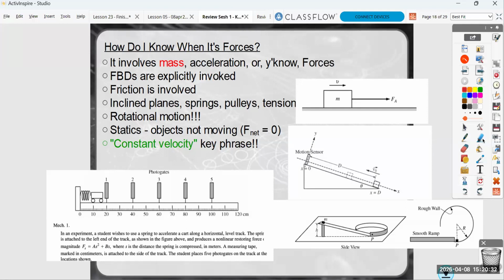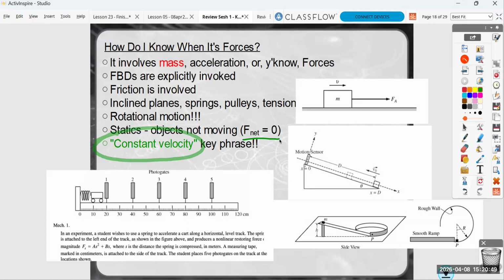And one key phrase to look out for is constant velocity or constant speed. The moment you read those, you should underline that on your test, because the moment you see constant velocity or constant speed, what do you know? Yeah, the net force is 0. There's no acceleration. So that's a really good thing to look out for.